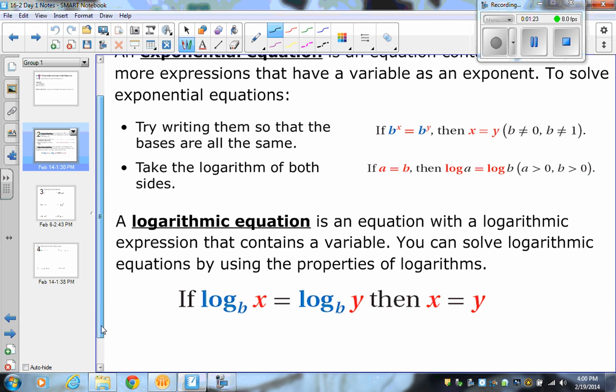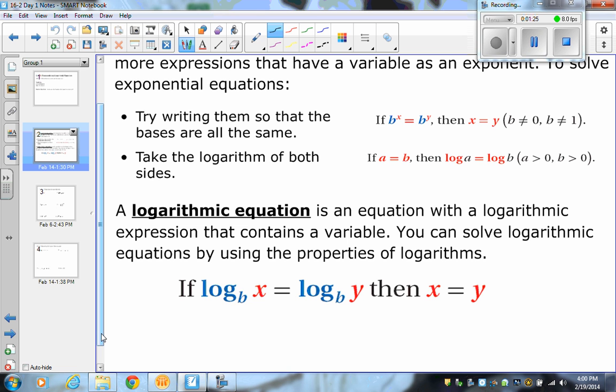A logarithmic equation is an equation with a logarithmic expression that contains a variable. You can solve the logarithmic equations by using the properties of logs. So if I have the log of a base of something equals the log using that same base of something different, then these two things have to be the same.